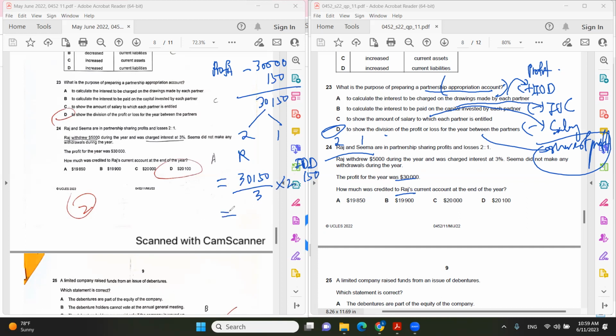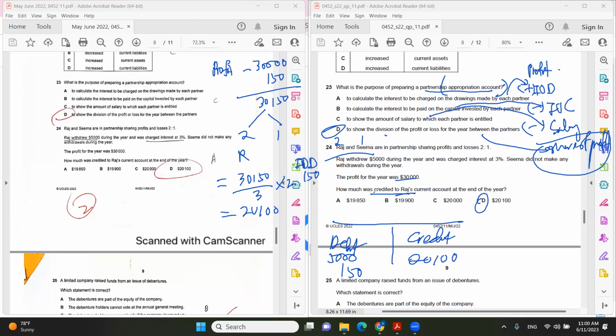30,150 divided by 3 times 2, so I get 20,100. They say, how much was credited? The word credited is the key. The debited amount is the current account, 5,000, and the interest, which is 150. The credited amount is this one, 20,100. So the amount credited is 20,100.